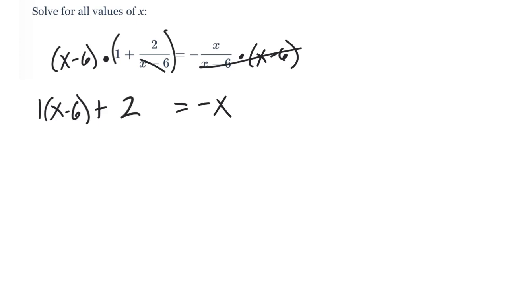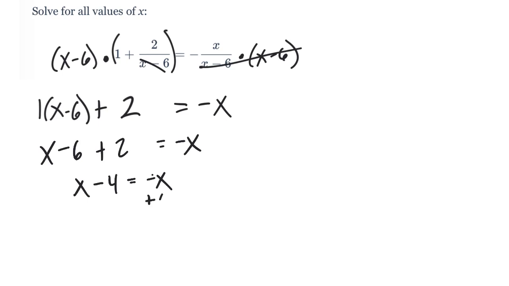And again, with this, I went ahead and wrote 1 times x minus 6 just so you can see the math. But if it was a bigger number than 1, you would have to distribute that. 1 times x minus 6, we know is just going to be x minus 6. And then we're going to have plus 2 is equal to negative x. So now I'm going to want to go ahead and combine everything on the left side. On my like terms, I'll have x minus 4 is equal to negative x.